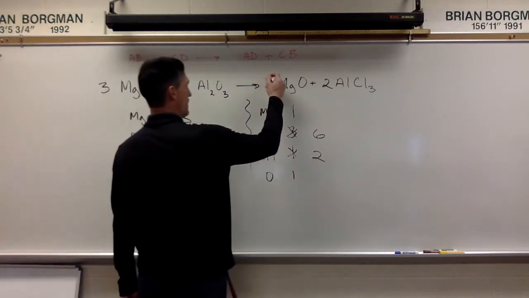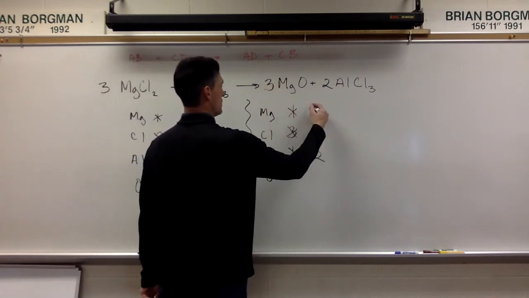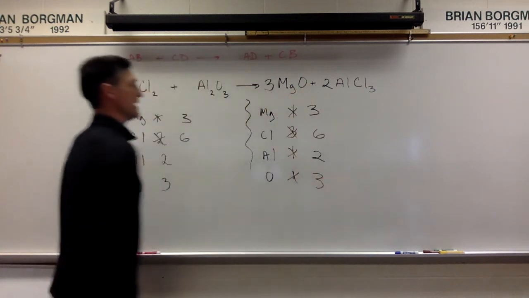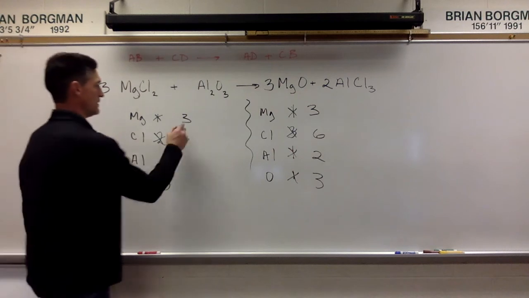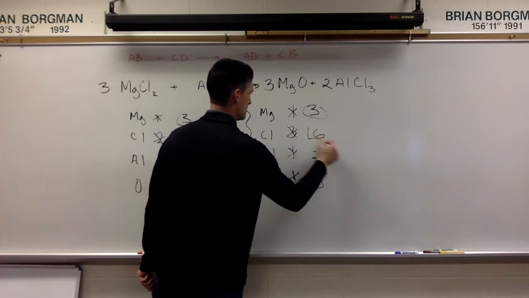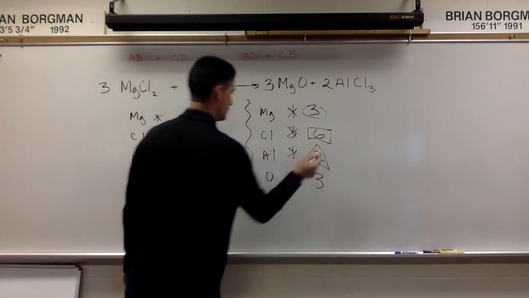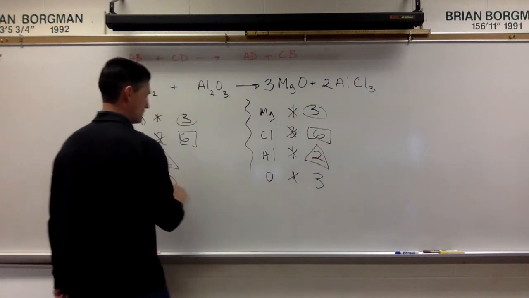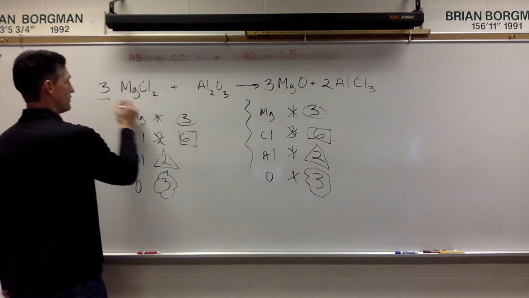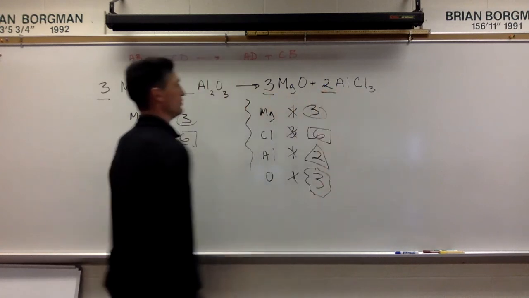So if I put a 3 in front of that right there, that's going to give me 3 magnesiums, and this is also going to give me then 3 oxygens. So then if I look, 3 and 3, 6, 6, 2, 2, 3, 3. So a 3, didn't have to put anything there, a 3, and a 2.